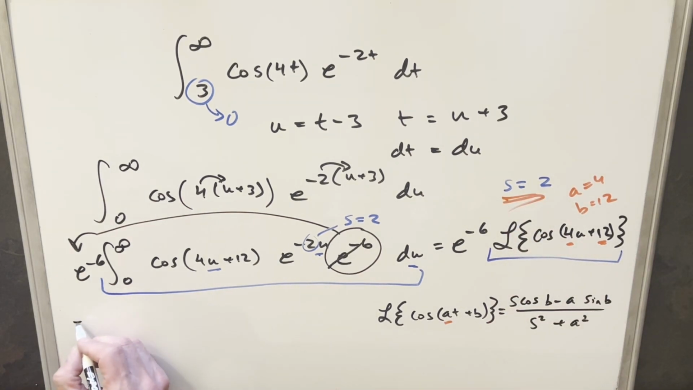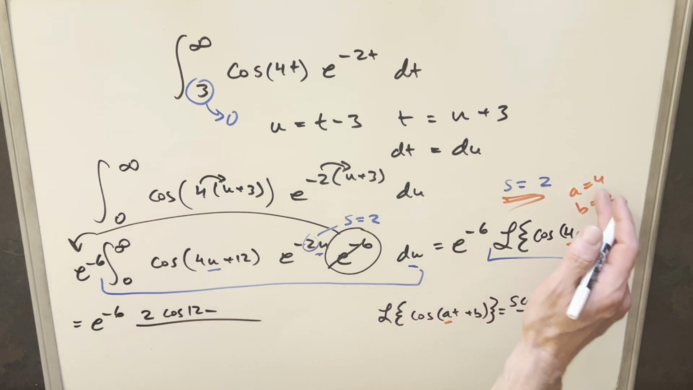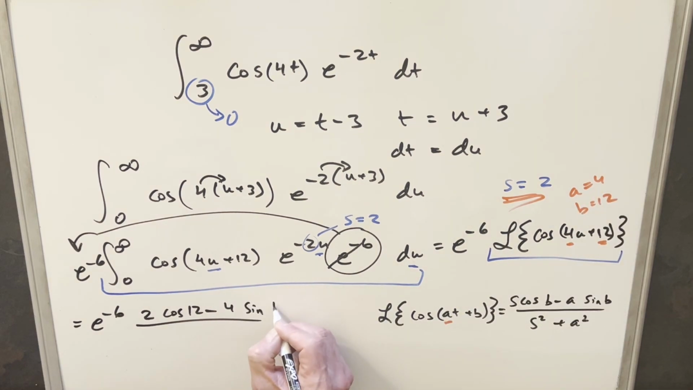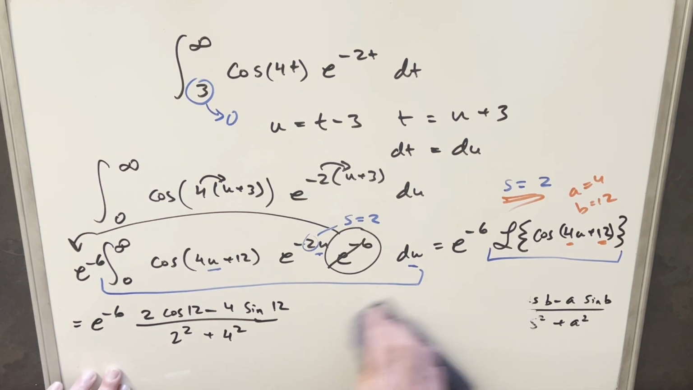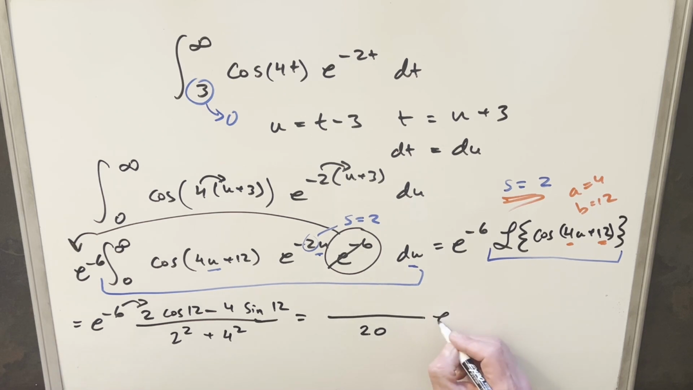Doing this, we'll copy down our e to the minus 6 in front. And then for this, we'll have s, which is 2, in the numerator. Then we're going to have cosine of b, which is 12, minus a, which is 4, times sine of 12. And this is all going to be over s squared, so 2 squared plus a squared, which is 4 squared. Let's simplify this. In the denominator, this is going to be 4 plus 16, so our denominator is going to be 20. And I think I'll write the e to the minus 6 on the end.